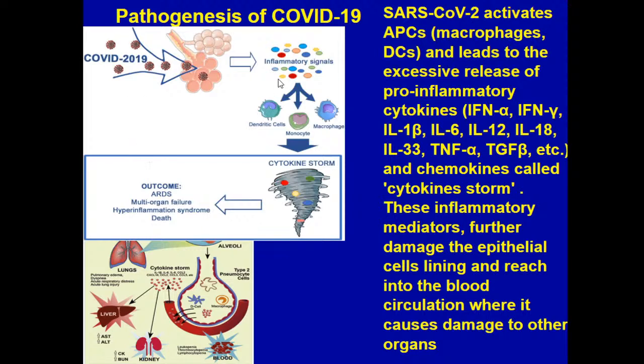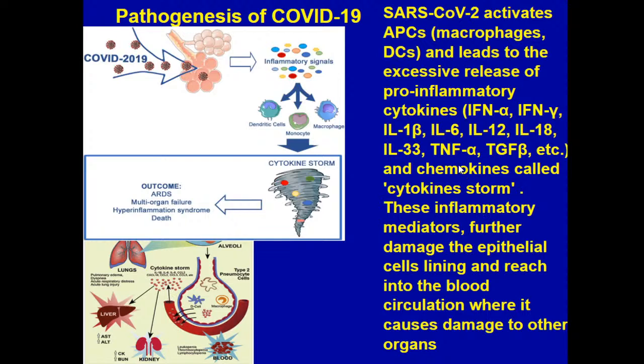Then, as a result of the antigen presentation, I think you've seen this picture. As a result of the SARS-CoV-2 activation of the antigen presenting cells, so macrophages and dendritic cells, that leads to excessive release of pro-inflammatory signals. What are the major inflammatory signals shown here, like in the alveoli, how the antigen presenting cells, dendritic cells, and mainly macrophages are activated and release their cytokines.